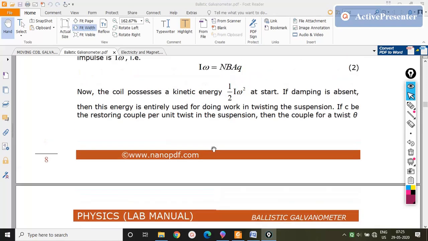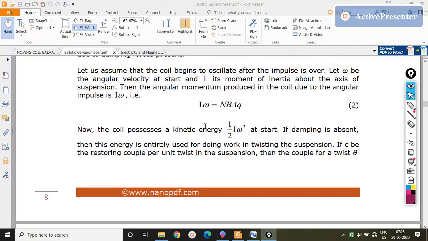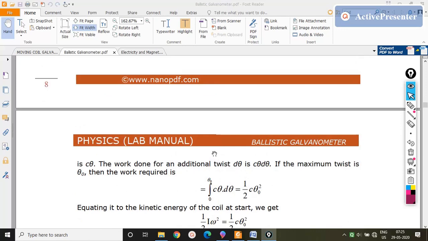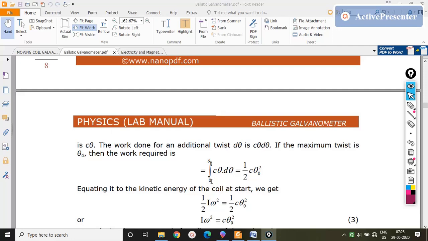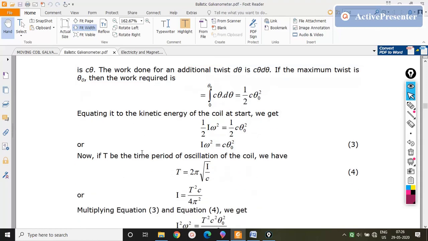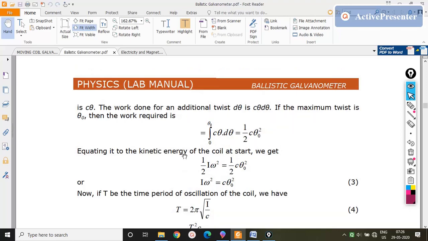So as the coil starts swinging due to this angular impulse, it twists the suspension fiber. The suspension fiber initially has no twist, zero, and its final twist is theta naught. So what is the work done for twisting the suspension fiber from zero to theta naught? That is given by integrating tau d theta, where this is your torque, from 0 to theta naught. So it will be half C theta naught square on integration. Now you see that this work done should be equal to the kinetic energy of the coil at start, simply by the work energy theorem.